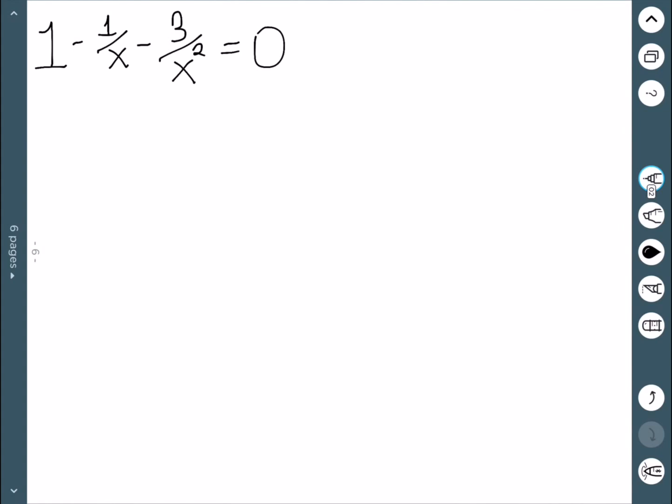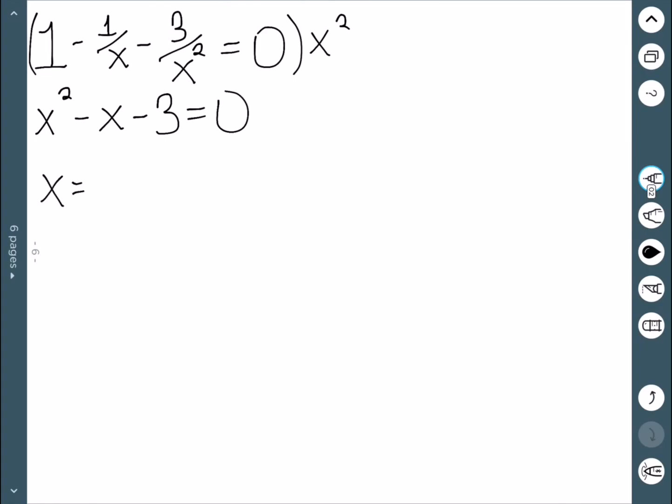We'll look at one last example that doesn't appear to be immediately quadratic. 1 minus 1 over x minus 3 over x squared equals 0. However, if I multiply everything by x squared, I would get x squared minus x minus 3 equal to 0. And now we can see the quadratic.